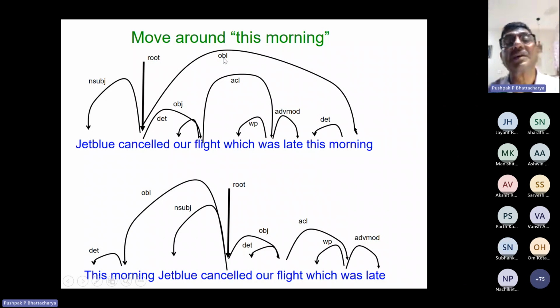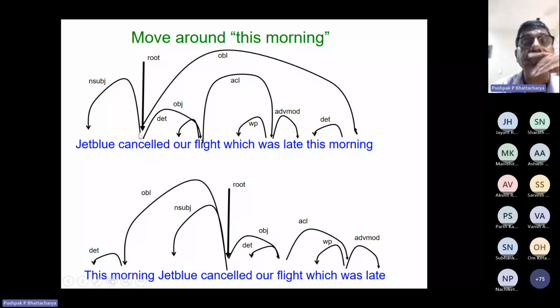Now let's forget the nature of the relation. Let us see if it satisfies the path requirement. Between cancelled and morning, there are these words: our flight, which was late, this, all this. So between cancelled and this, there is a path. Cancelled to morning, morning to this. Between cancel and late, is there a path? Yes. Cancel to flight, flight to was to late. Then is there a path between cancel and which? Yes. Cancel to flight, flight to was to which. So that condition is satisfied, and all the arcs are appearing on one side of the sentence. So here we have introduced this morning, but we have not disturbed the adjacency between head and the clausal modifier. That's why the projectivity is maintained.